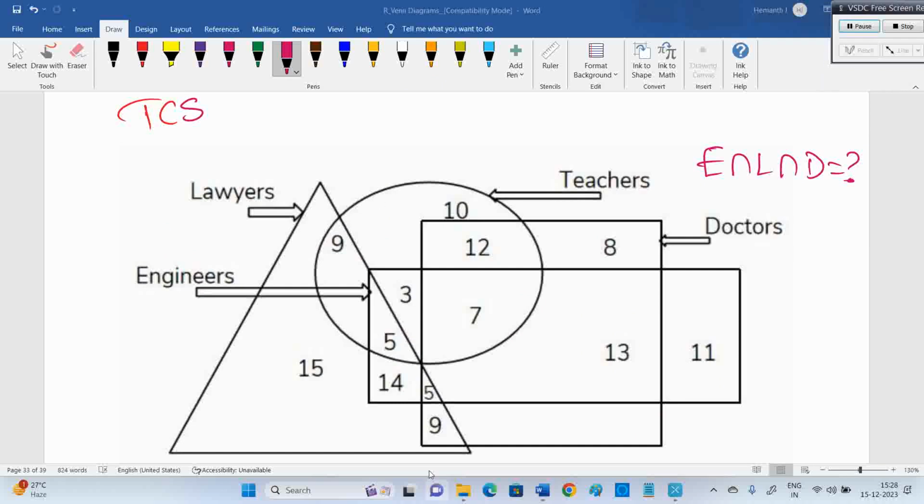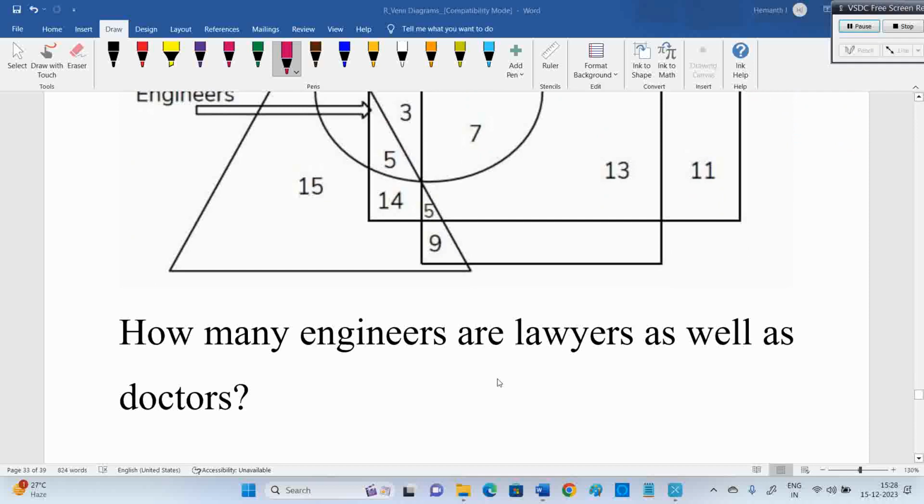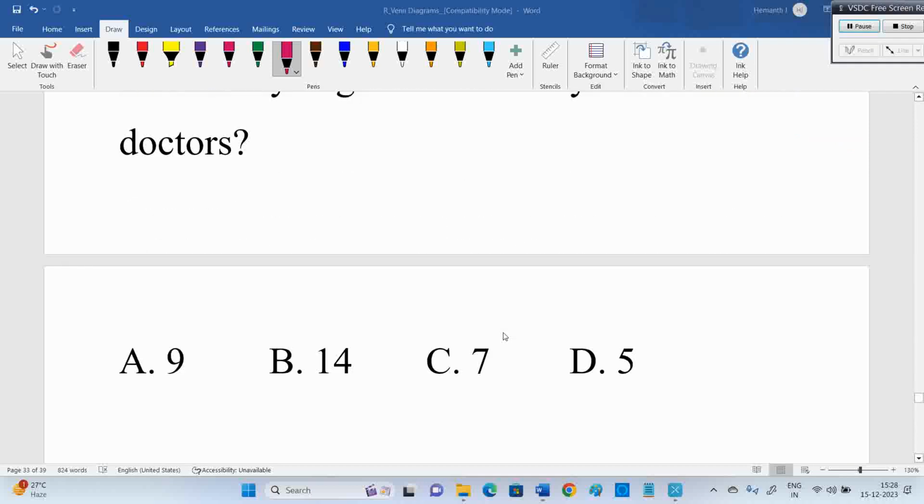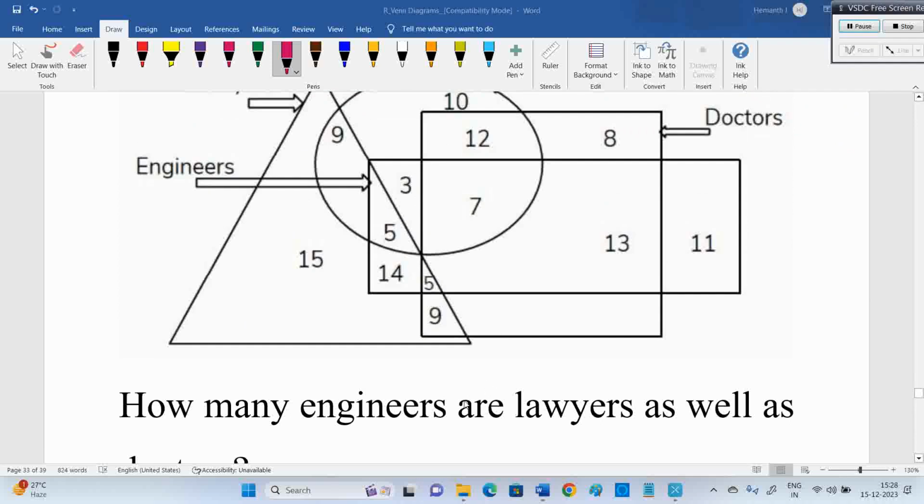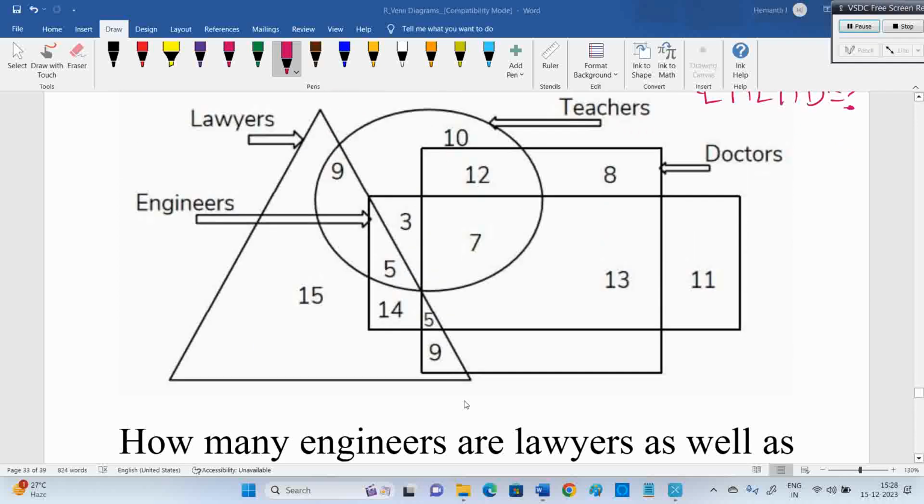So from the question we got clarity that they clearly gave engineers are lawyers as well as doctors, and options are given like 9, 14, 7 and 5. So if you look into that, the question indirectly says all three intersection. So engineer is the rectangle, lawyer is a triangle, doctor is the square, all those three intersection point. So this 5 is the intersection, engineer is there, yes. Lawyer triangle is involved, yes. Square also involved. What about this 9? It may be 5 plus 9, 14 also possible.